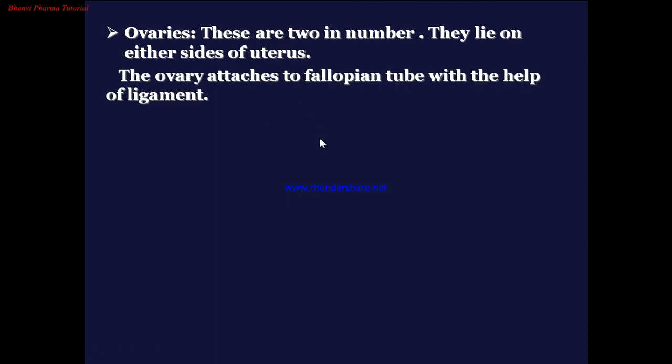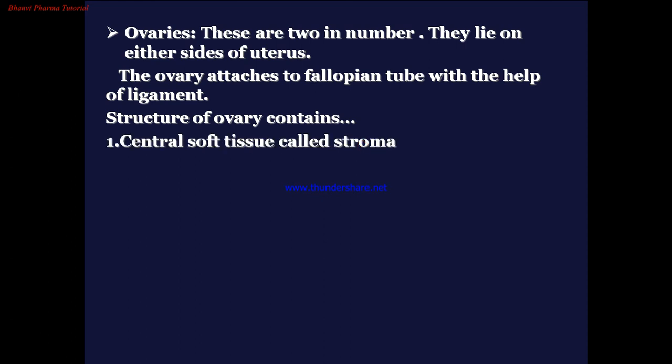Next, ovaries. The ovaries are two in number. They lie on either side of the uterus. The ovary is attached to the fallopian tube, with the help of a ligament.